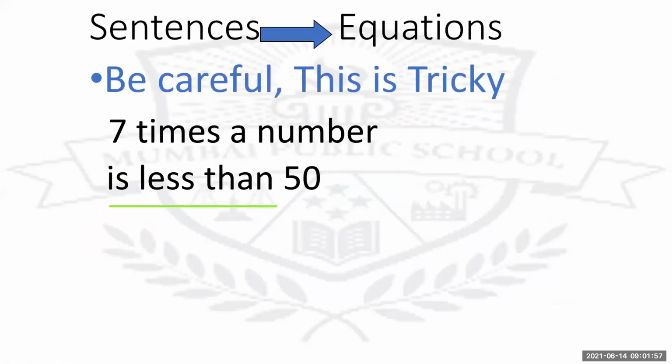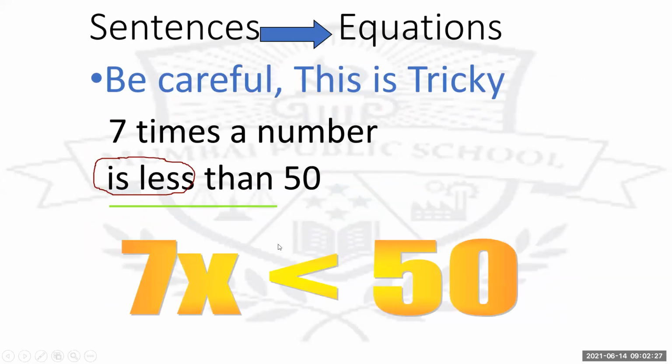Now be careful, this is tricky. 7 times a number is less than 15. Now you are coming across this word is less than. There is a difference. 7 times a number less than 50, and 7 times a number is less than 50. This has got two different meanings, as I've told you already. Is less than means you'll show the less than sign. You're going to show this sign here, is less than 50. Understand?